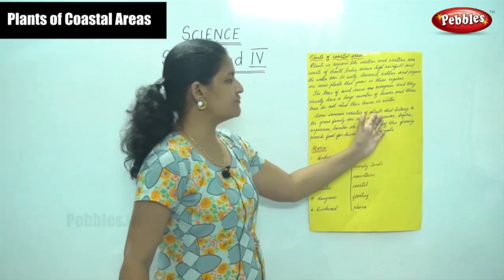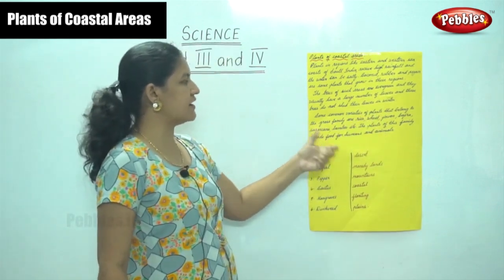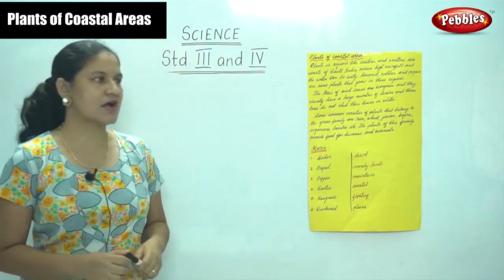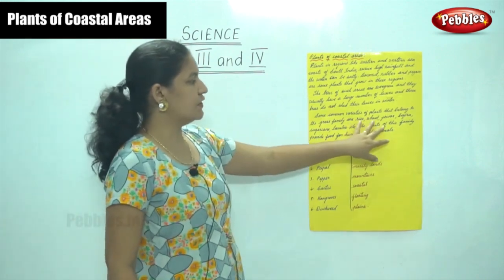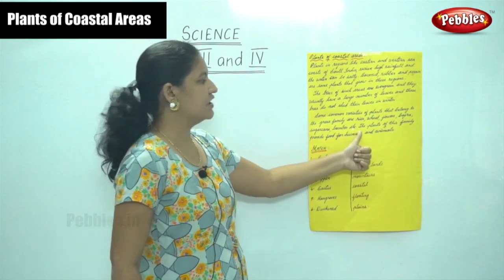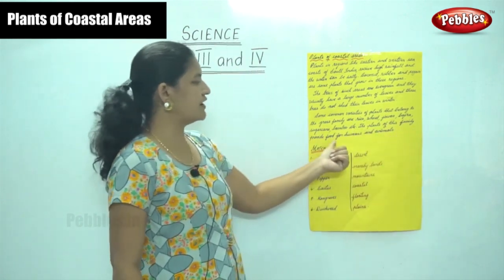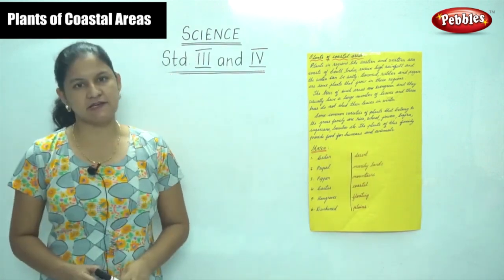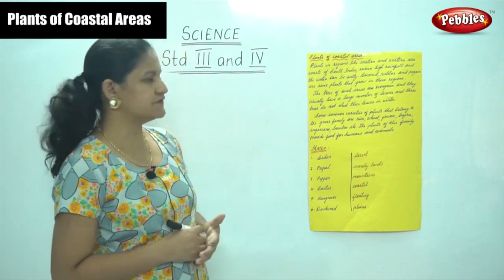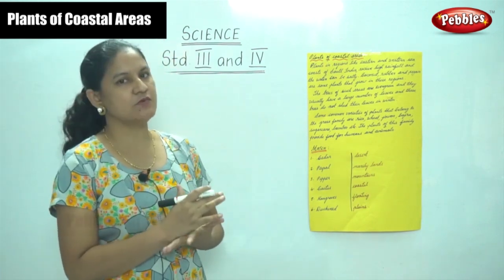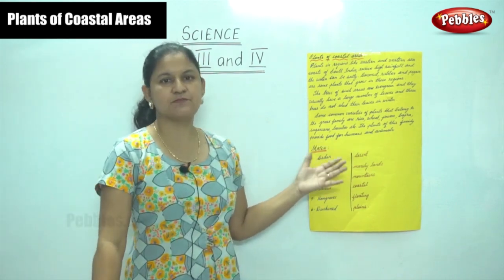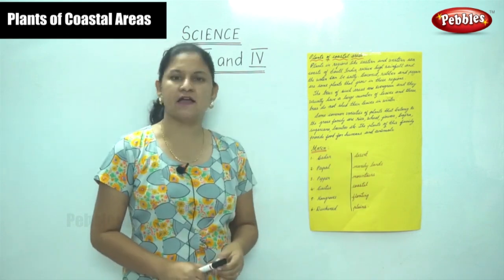Some common varieties of plants that belong to the grass family are rice, wheat, jowar, bajra, sugarcane, bamboo, etc. The plants of this family provide food for humans and animals.